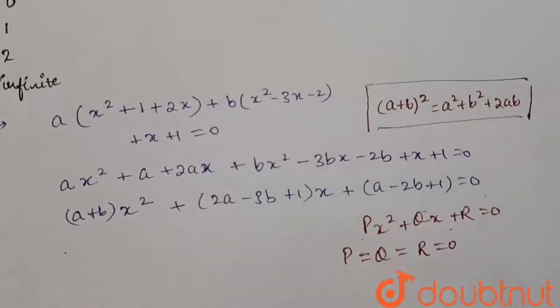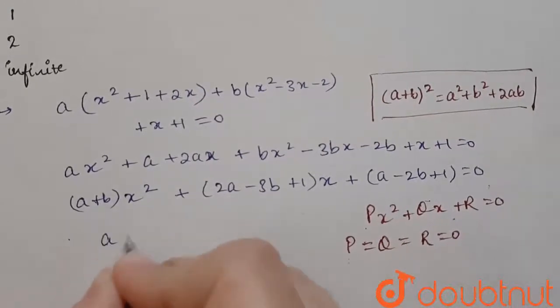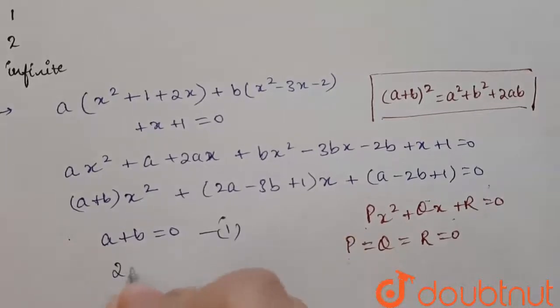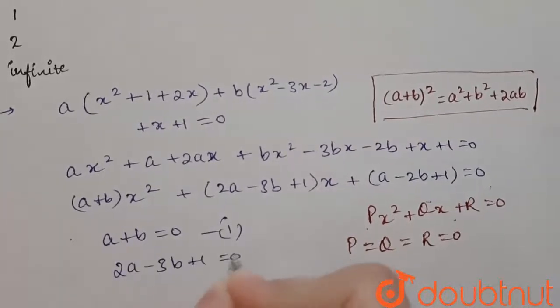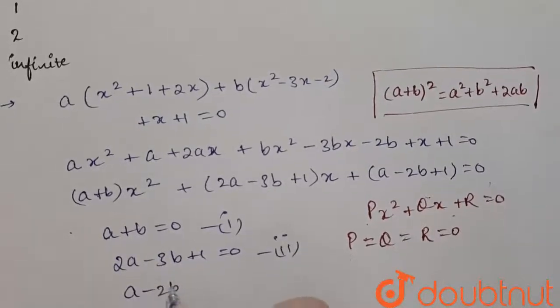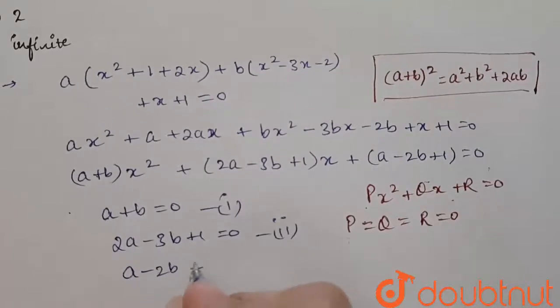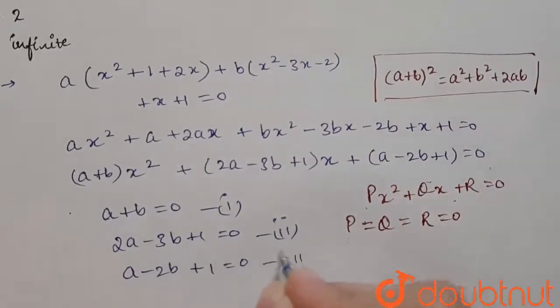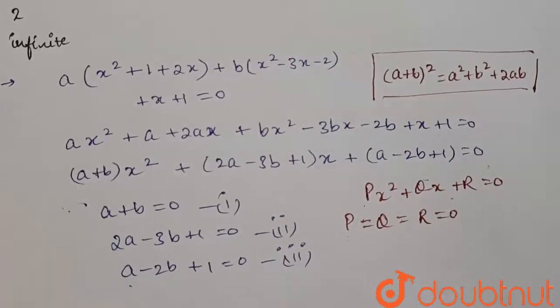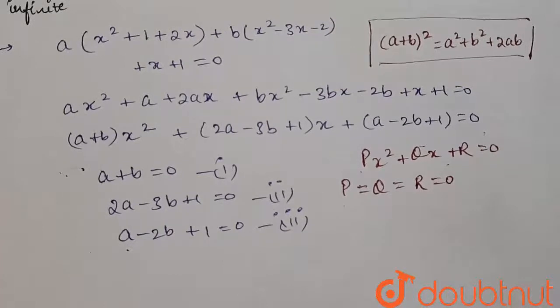The same we are going to use here. So a + b must be equal to 0, let's say this is the first equation. 2a - 3b + 1 = 0 is the second equation. And a - 2b + 1 must also be equal to 0, this is the third equation. If these three things happen simultaneously, then this will be an identity. So we are going to solve the equations. Let's say firstly we will solve 1 and 3.